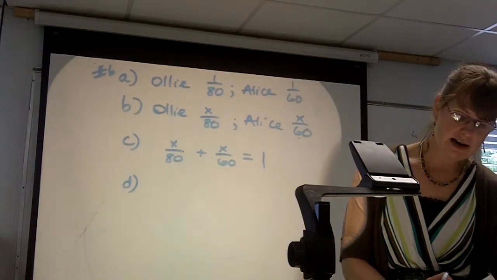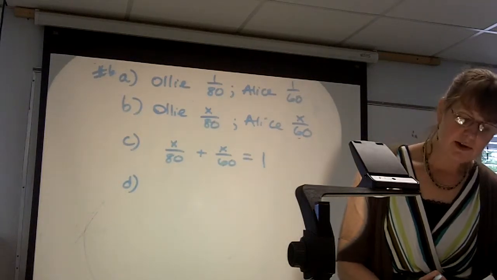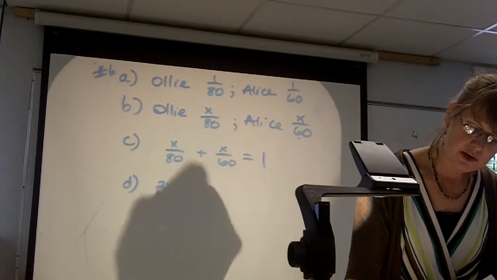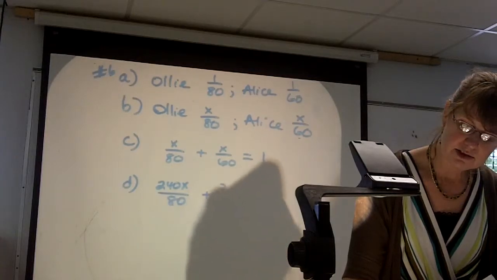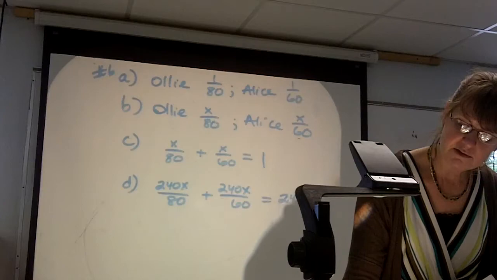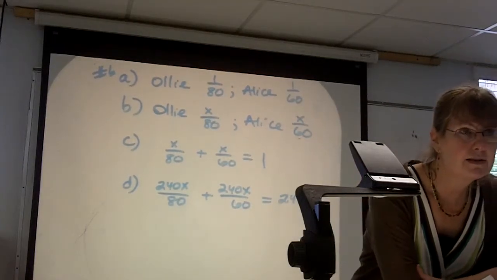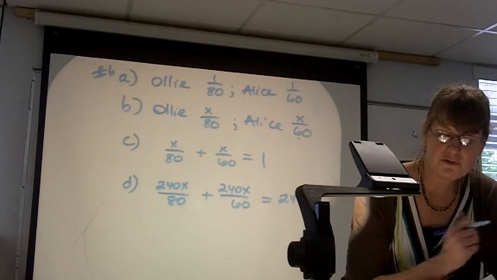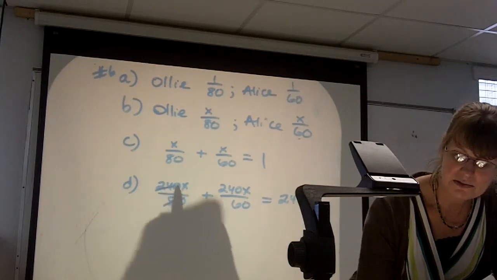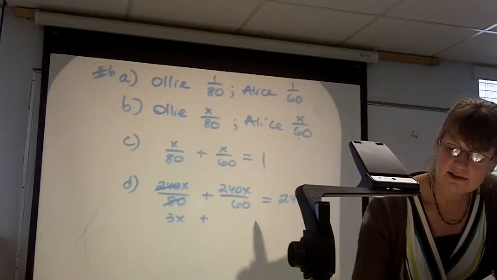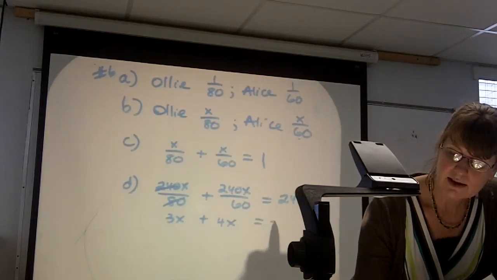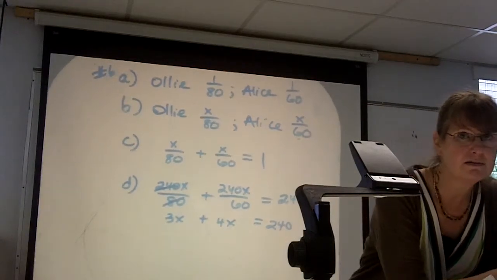That's a great question. 240. Okay, so if we multiply by 240, we're going to get 240x over 80 plus 240x over 60 equals 240. Okay, so 80 goes into 240 how many times? 3. Okay, and 60 goes into 240 how many times? 4. Okay, all right, so now what do we do?